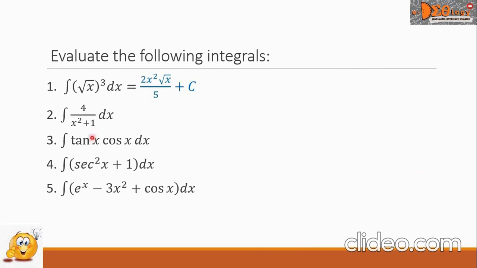Let's go now to problem number 2. The integral of 4 all over the quantity x squared plus 1 dx. In here, we're going to factor out the constant 4, or that numerator, outside the integral sign. So we have now 4 times the integral of 1 all over x squared plus 1 dx.